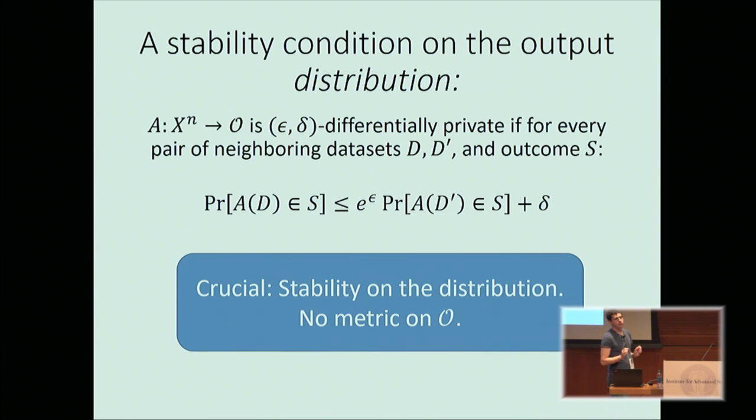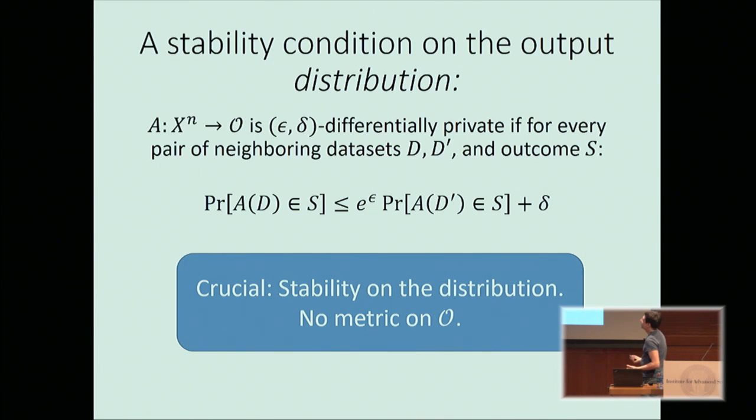So what's crucial about this definition for our purposes, also for the purposes of privacy, but for adaptive data analysis as well, is that this is a stability condition explicitly on the distribution over outcomes, not on any metric that we're imposing on the range of the algorithm.